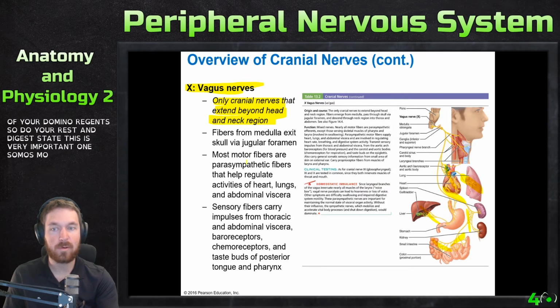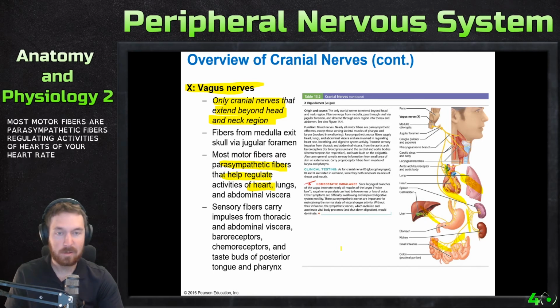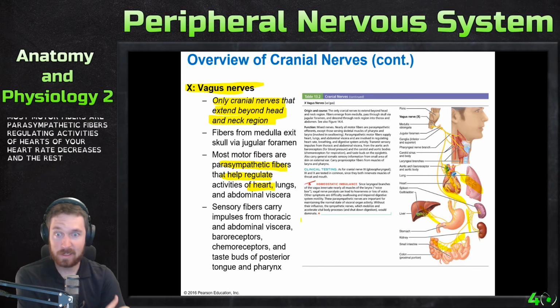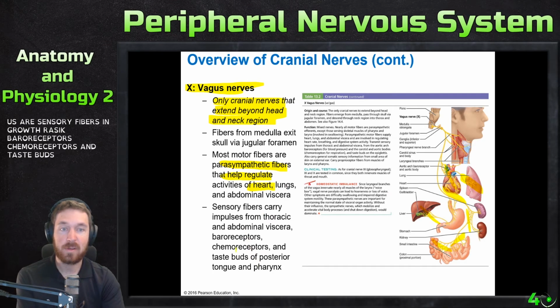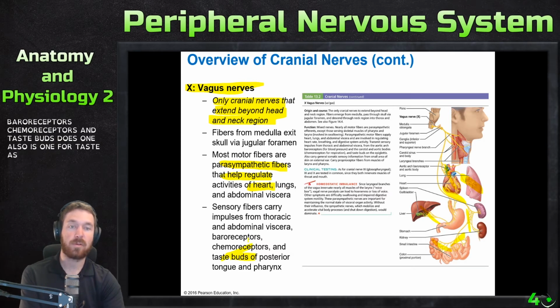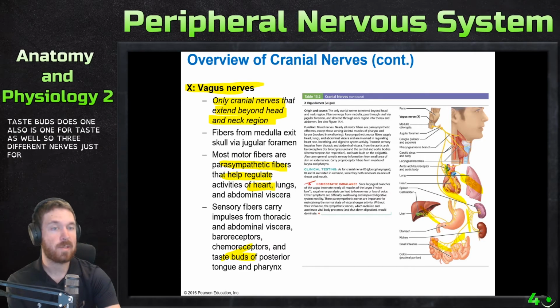So most motor fibers are parasympathetic fibers regulating activities of heart. So if your heart rate decreases, and when you're at rest, it's because of this. Lungs and abdominal viscera, sensory fibers, and go thoracic, baroreceptors, chemoreceptors, and taste buds. So this one also is one for taste as well. So 3 different nerves just for taste.